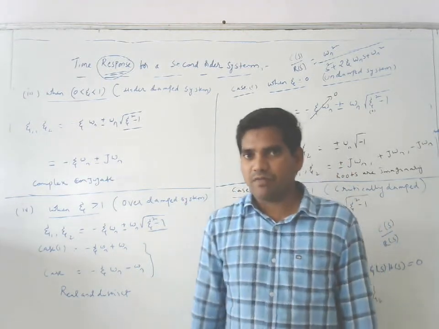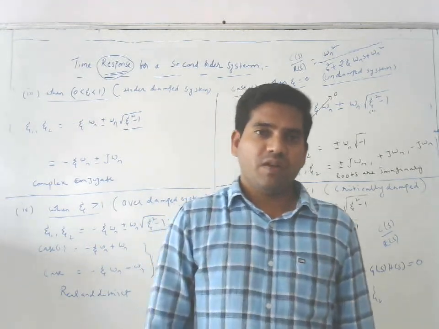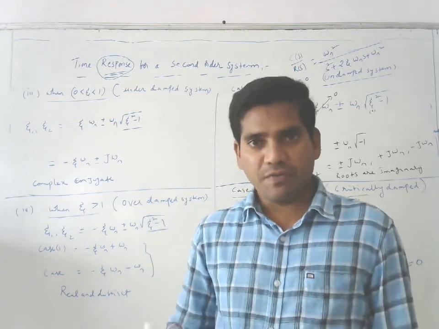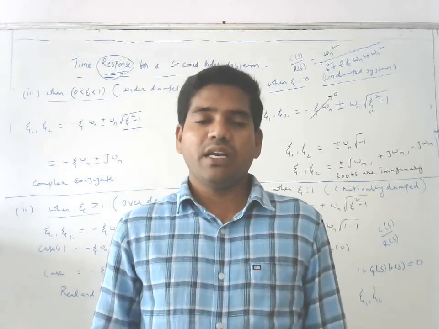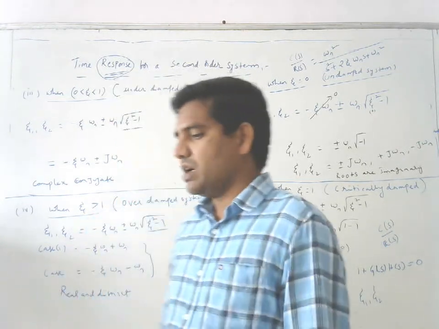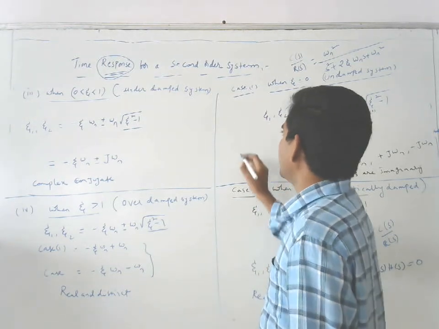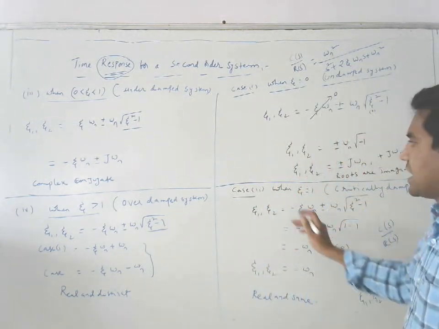What will happen if the value of zeta varies from 0 to 1, or above the value 1 also? Finally we are going to get it like this.